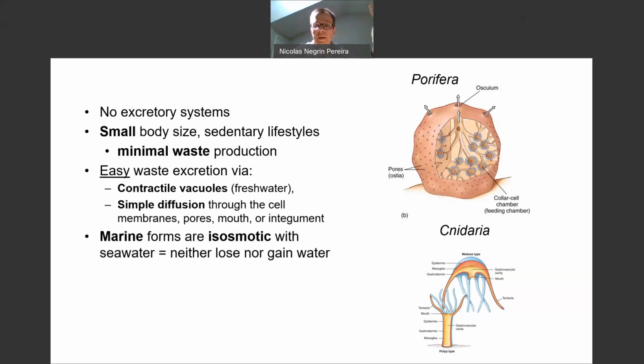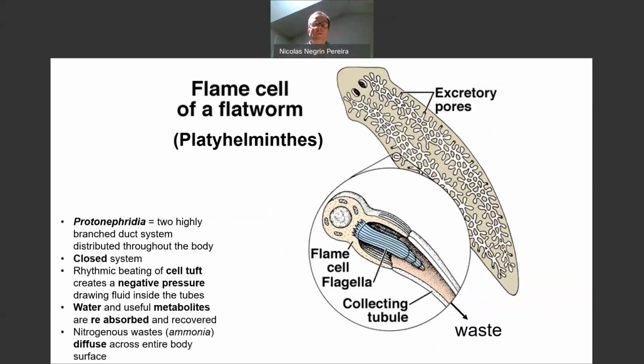And if we think about the marine forms, they are also isosmotic with the seawater. That means that they neither gain nor lose water in their body composition, so they are in equilibrium with their aquatic marine environment.